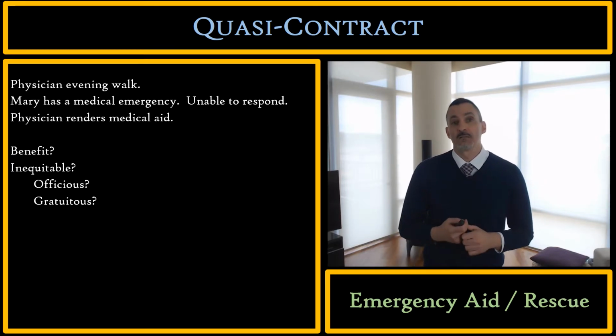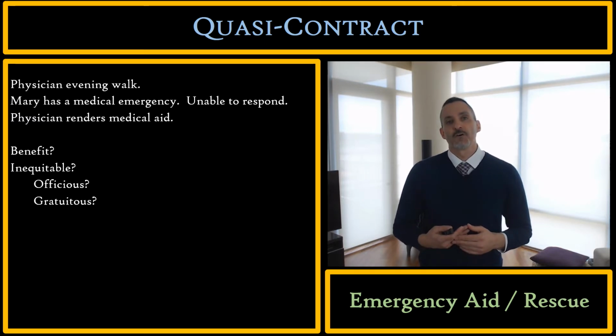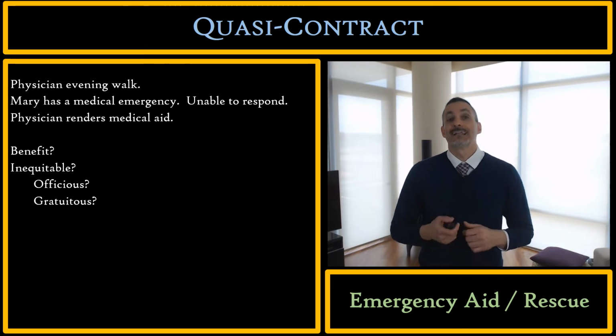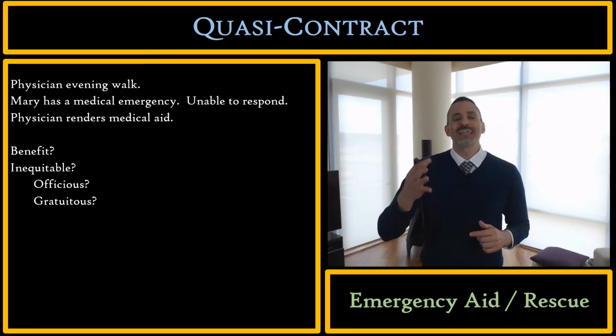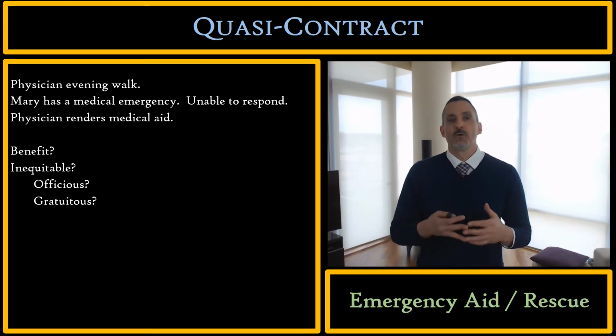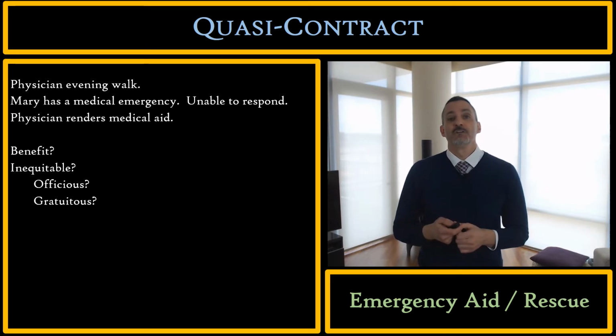Well, you remember our elements of quasi-contract. There had to be a benefit conferred. Here, the physician conferred a benefit on Mary by administering aid to her. The second question is, would it be inequitable for us to allow Mary to keep that benefit without paying the physician for it? And the first question we asked, of course, was it officious for the physician to administer the aid? And I think we agree here that it wasn't officious. It wasn't like the physician was butting in where she didn't belong or acting intrusively. All right, so we solved that problem.